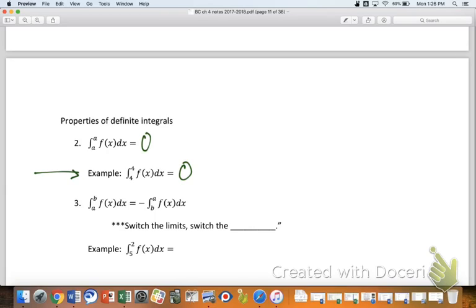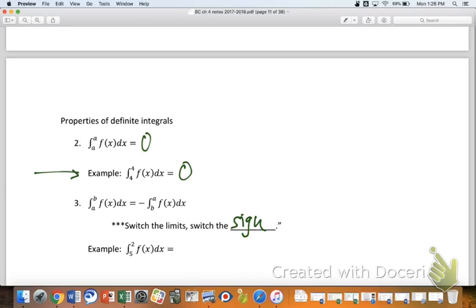Number 3, the integral from a to b is the exact same thing as the opposite of the integral from b to a. In other words, if you switch the limits, you can switch the sign. There's a deeper reason for that. It has to do with the fundamental theorem of calculus and the subtraction that comes out of that. You're just basically changing the order of the subtraction.